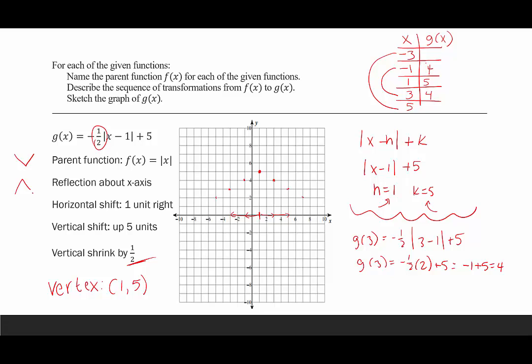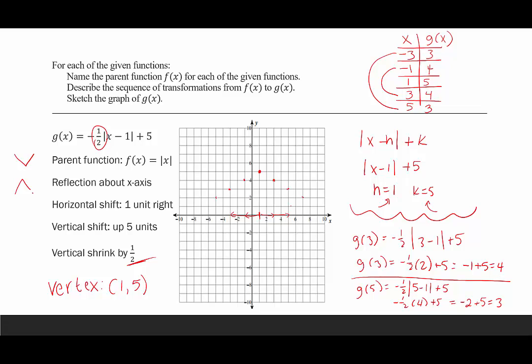And again, it's not wrong. If you chose to use 0 and 2, you'll just end up with fractions, and that's not a problem at all. Okay, but lastly, we're going to use either -3 or 5. I'm going to go with 5. So g of 5, that would be -1/2 times the absolute value of 5 minus 1 plus 5. 5 minus 1 is 4. The absolute value of 4 is 4. Now negative times positive is negative, and half of 4 is 2, so that's going to be -2 plus 5, which is +3. So we get 5, 3, and -3, 3.